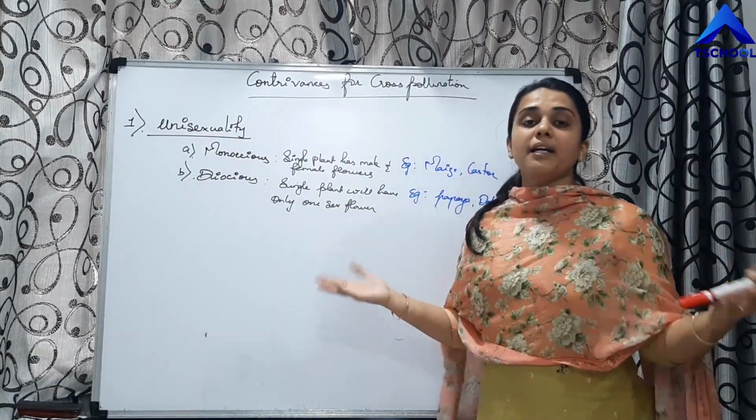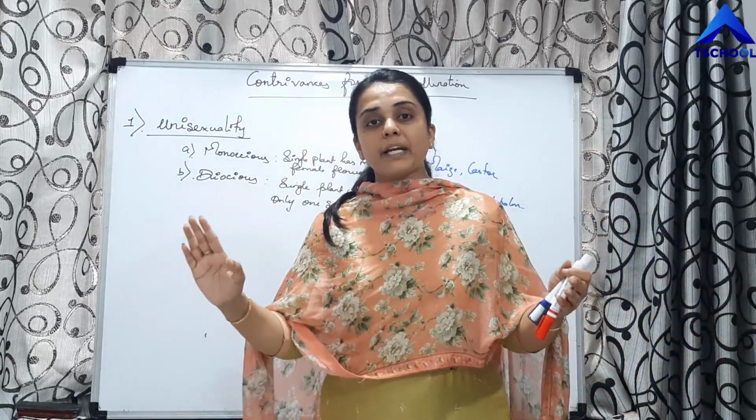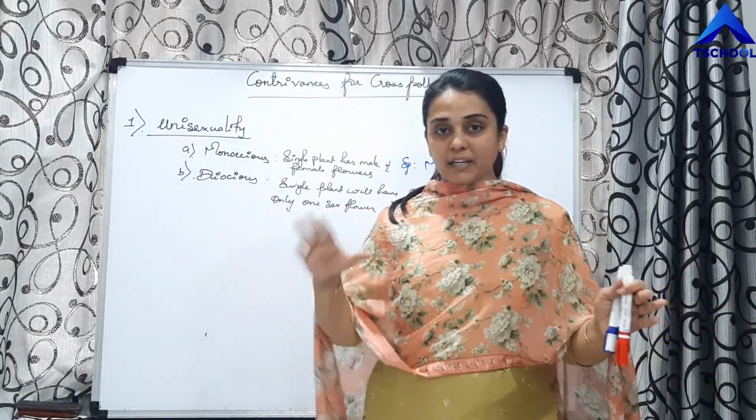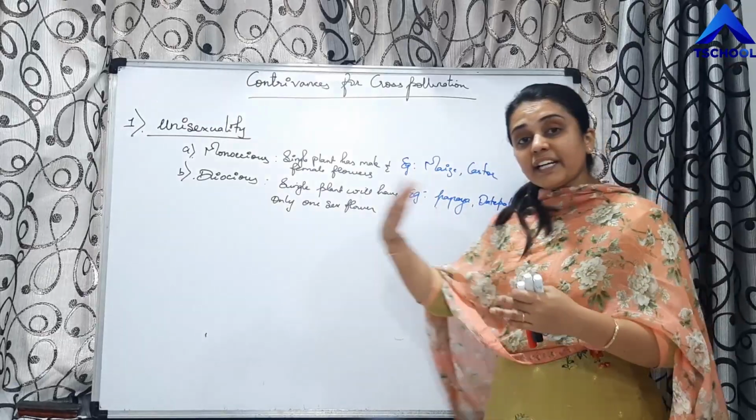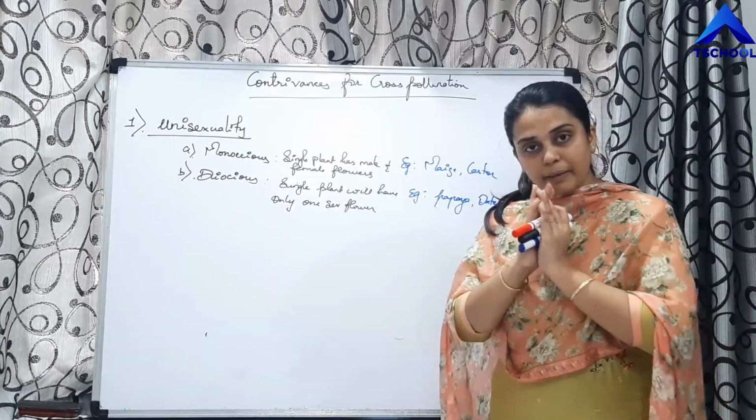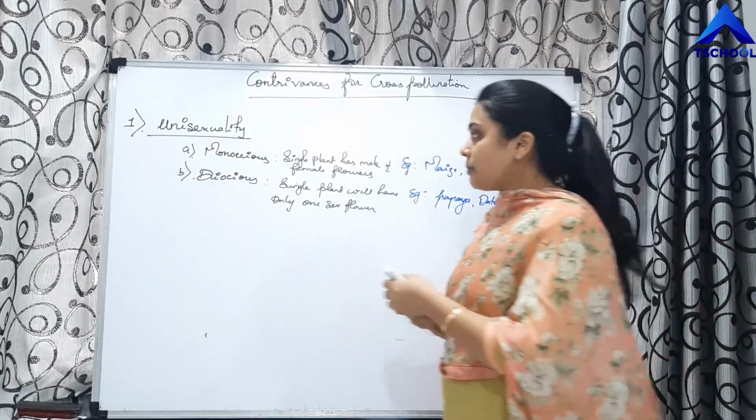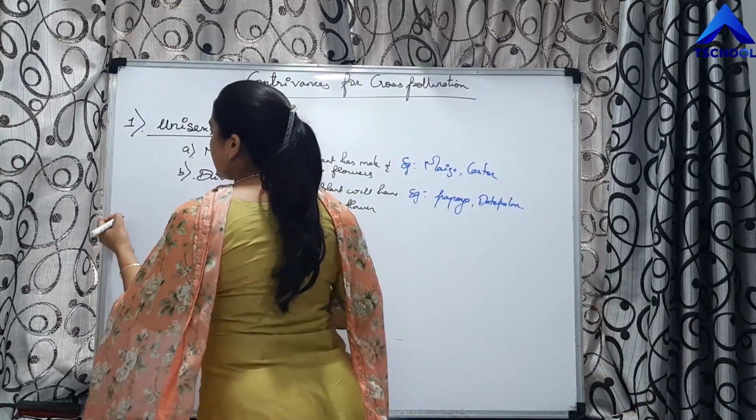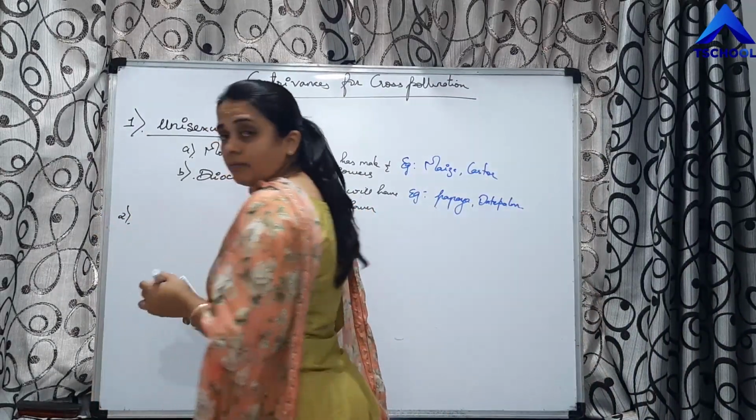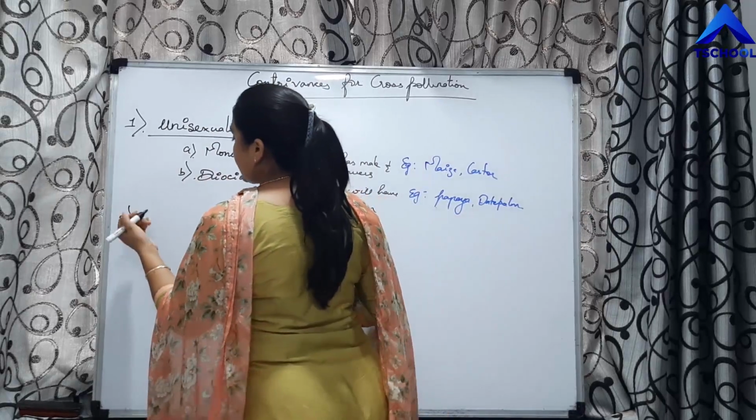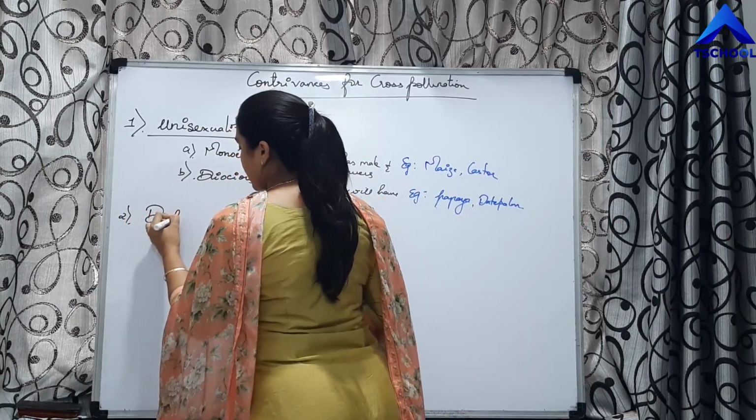Dioecious plants, the plants are only different. There is a male papaya plant, there is a female papaya plant. There is a male date palm, there is a female date palm. So it will favor cross pollination. The second adaptation for cross pollination is dichogamy.